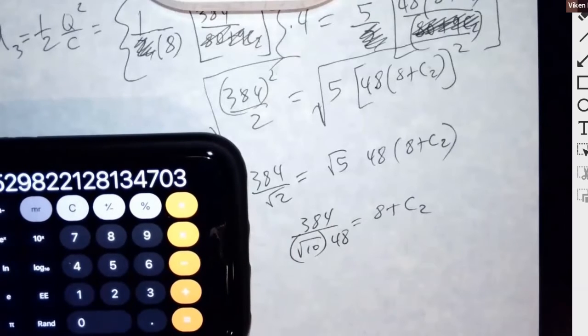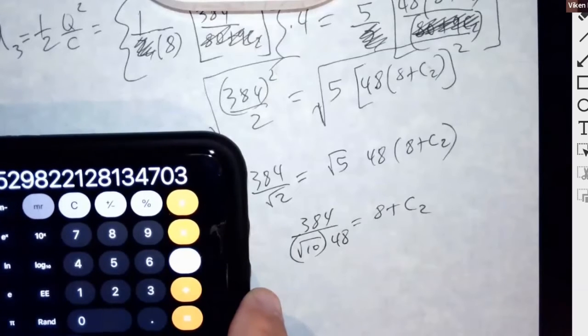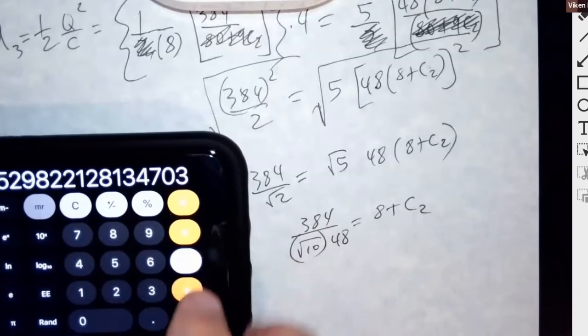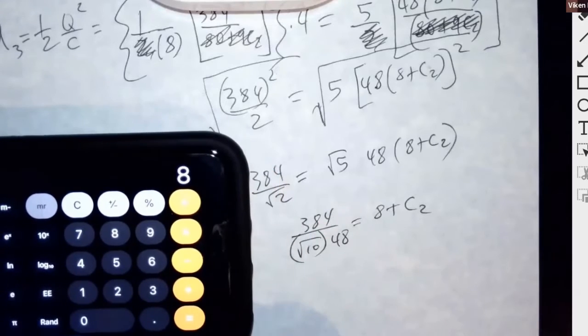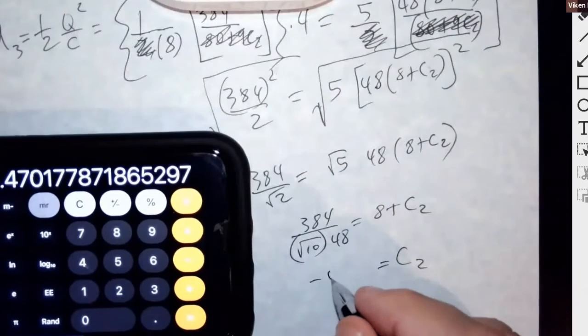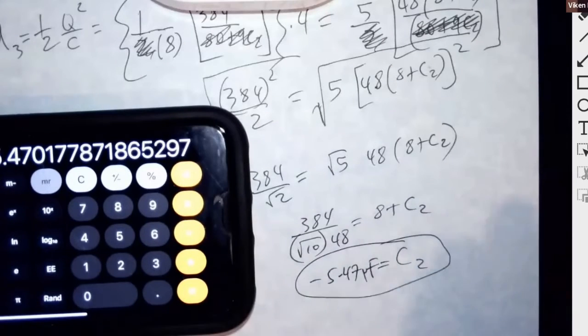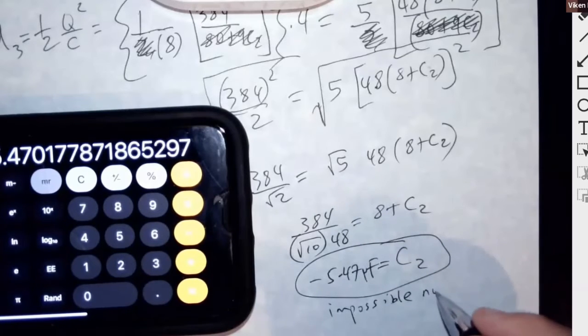Yeah, it's not possible. Wow. Microfarads. So of course, I guess you could say C2 is this, but then you should say it's impossible because no capacitor exists like that. No negative capacitor exists.